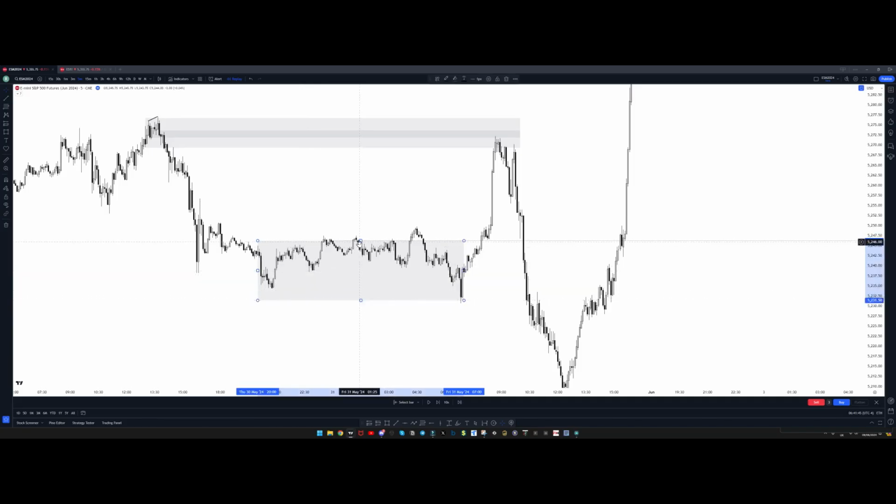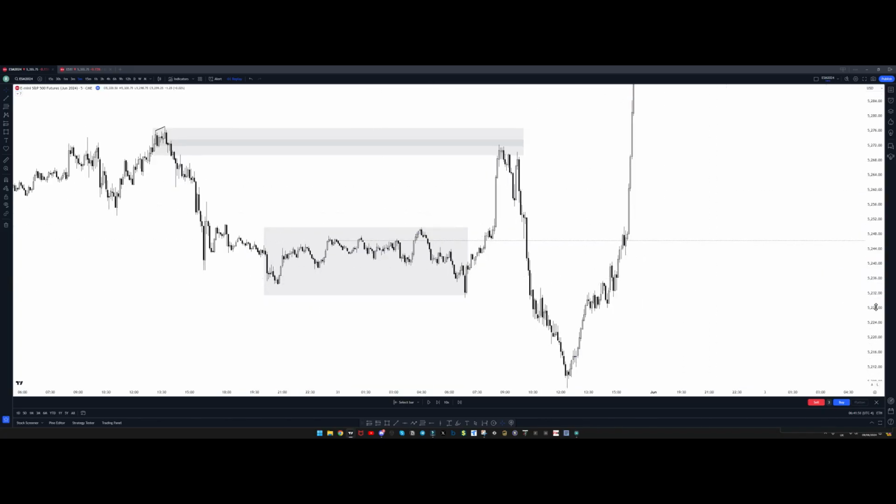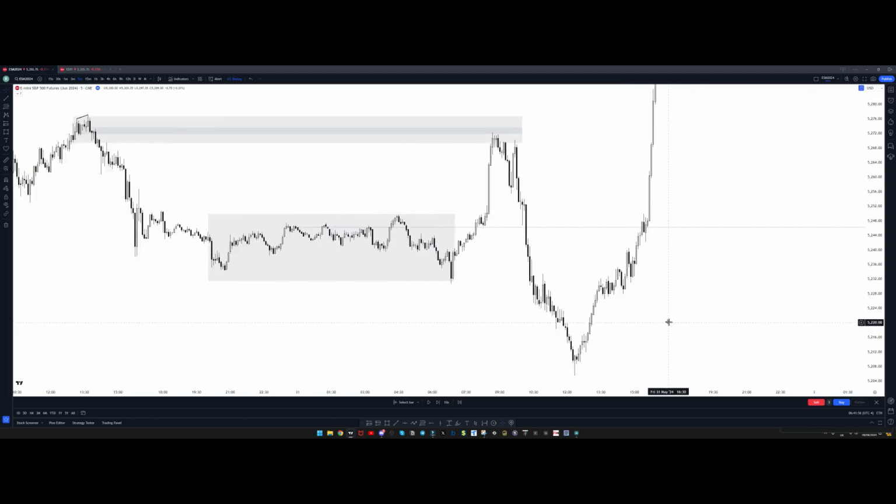Let's make this a bit neater for some of you guys. I think it's very important for people to understand the importance of AMD and Power of 3 in general. So if we look, we have the accumulation. Okay. We have the manipulation.